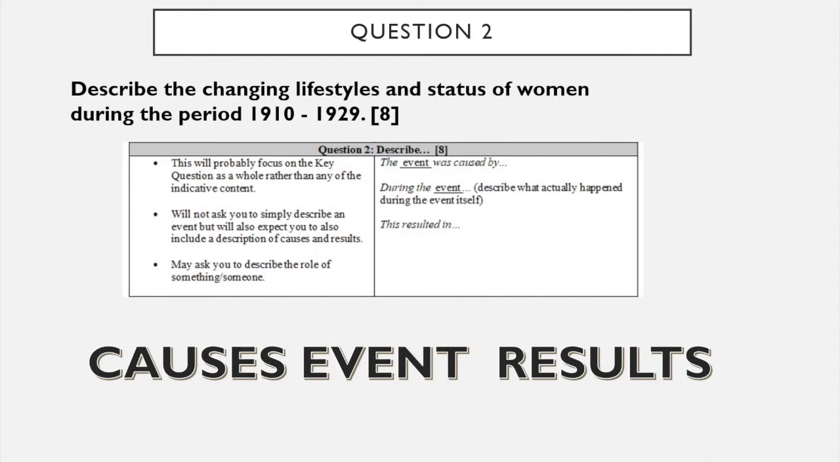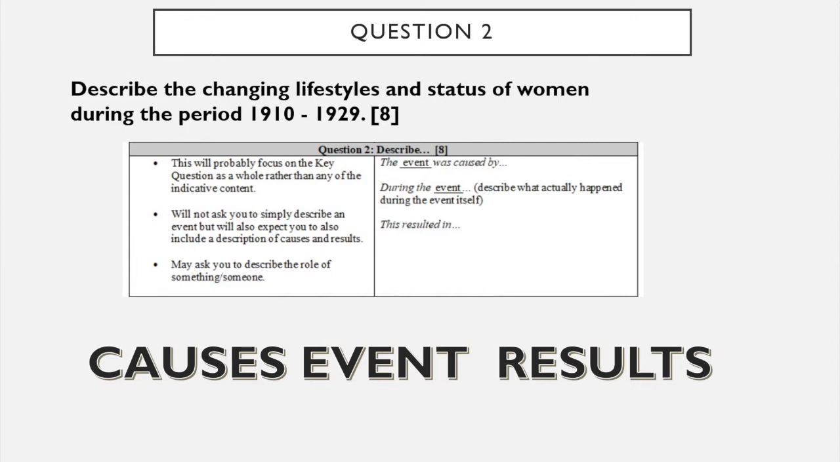So what caused the event to happen, or what caused women's lifestyles to change? Why did they change? Okay. What actually happened? What were they actually doing during this time? And what was the result of it? Okay. So you're going to think about the fact that women's employment opportunities, their social role, their appearance, their political role wasn't very dominant previous to 1910, well, and afterwards really for a little bit.